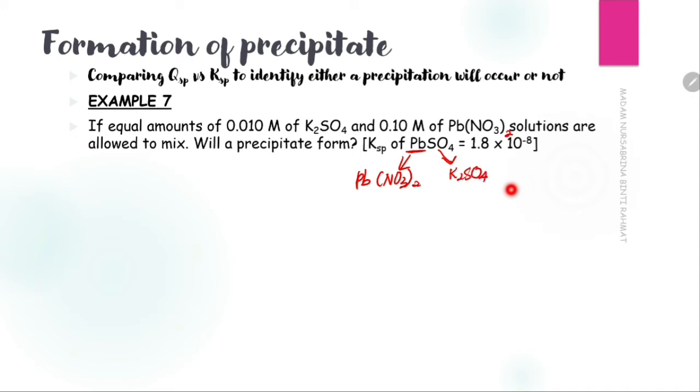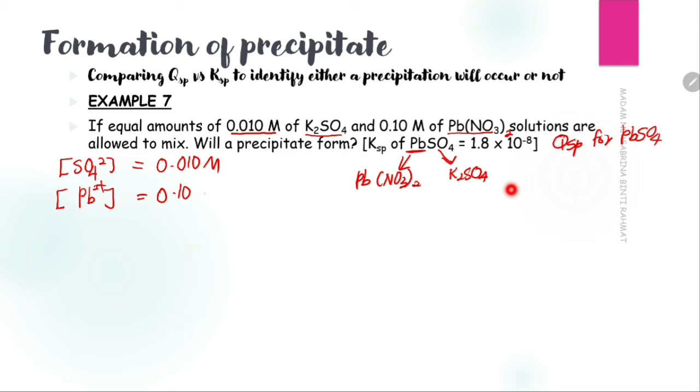To find out whether a precipitate will form or not, we need to calculate the QSP for the formation of lead sulfate salts. But you only have the concentrations of potassium sulfate and lead nitrate. The concentration of your sulfate ion comes from the potassium sulfate, which is 0.010 molar, whereas the concentration of your lead comes from your lead nitrate, which is 0.10 molar.